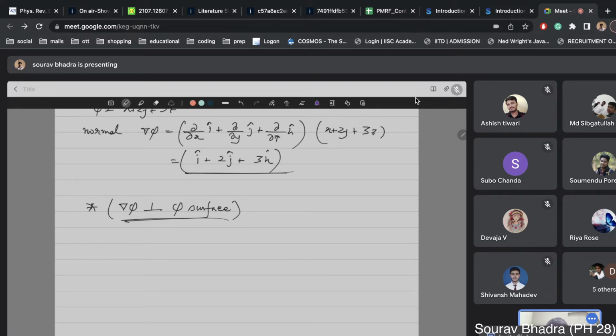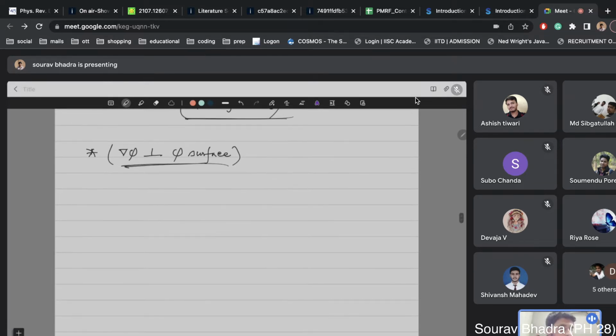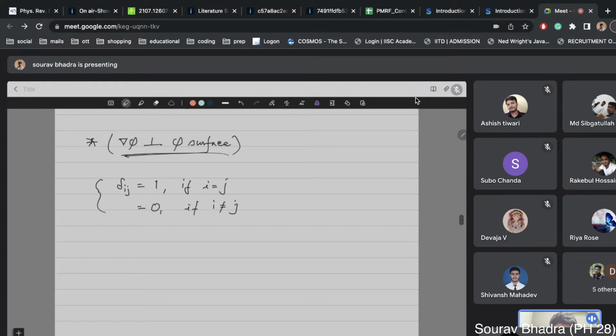Okay. Now coming to the next question, that was about the Kronecker delta function. I hope you all know what the Kronecker delta function is. So delta ij is the Kronecker delta function. It is 1 if i equals j and 0 if i not equals j. This is the definition of the Kronecker delta function.